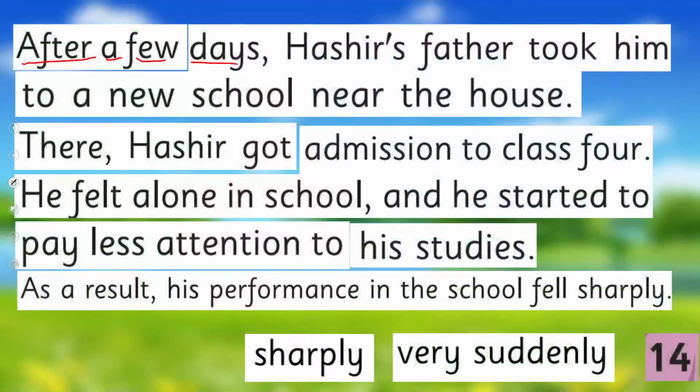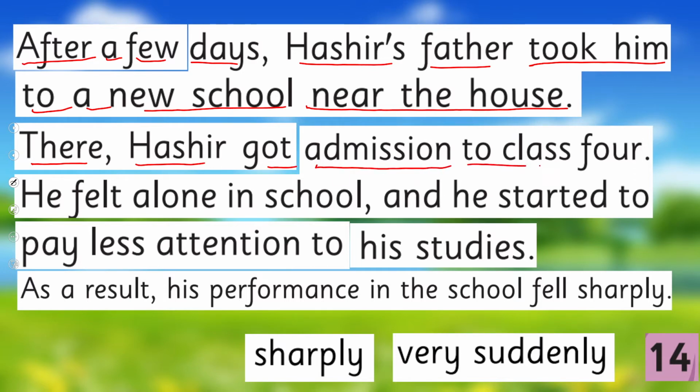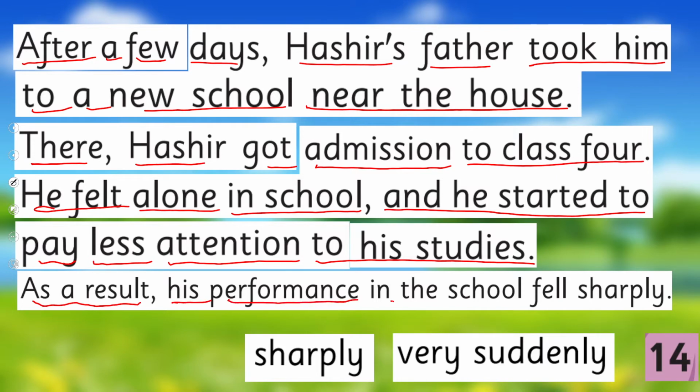After a few days, Hashir's father took him to a new school near the house. There, Hashir got admission to class 4. He felt alone in school and he started to pay less attention to his studies. As a result, his performance in the school fell sharply. And what does sharply mean? Very suddenly. Like he was not performing as well as he was performing previously.